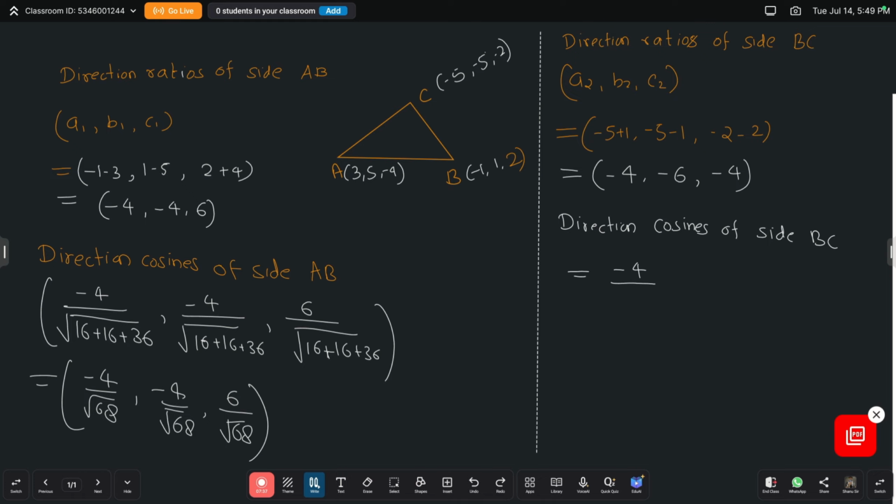Again, if you see, you are getting 4 squared 16, 36 and 16. Again root 68 will come. Same, no? And minus 6 by root 68, and here minus 4 by root 68. Similarly for the side AC. Okay, AC I think you can write yourself. Correct, no? For AC.